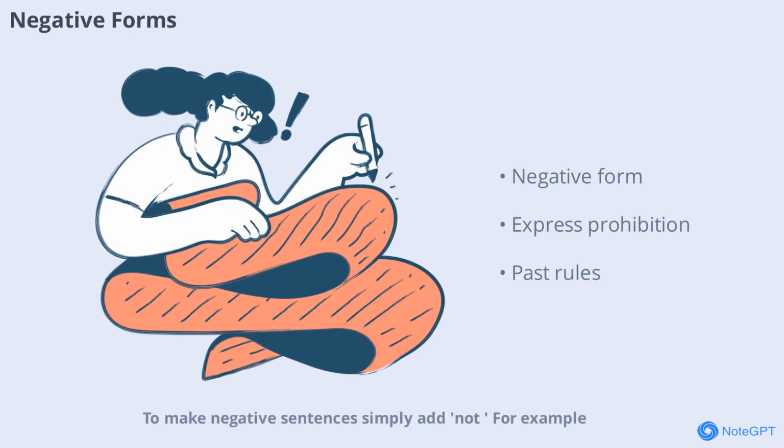To make negative sentences, simply add not. For example, he was not to enter the room, or they were not to speak during the ceremony. This structure is useful for expressing forbidden actions or rules that were set in the past.